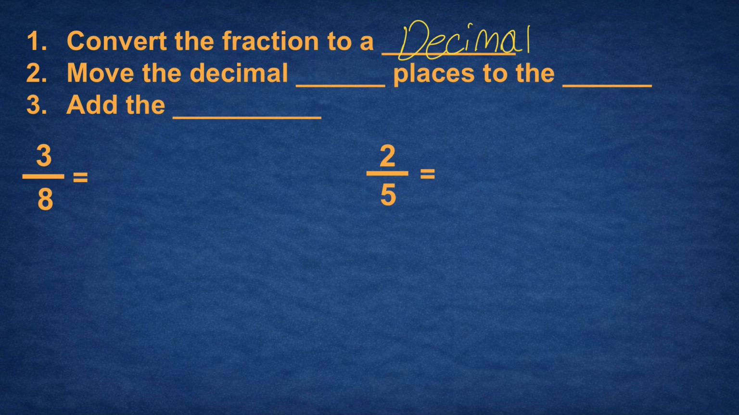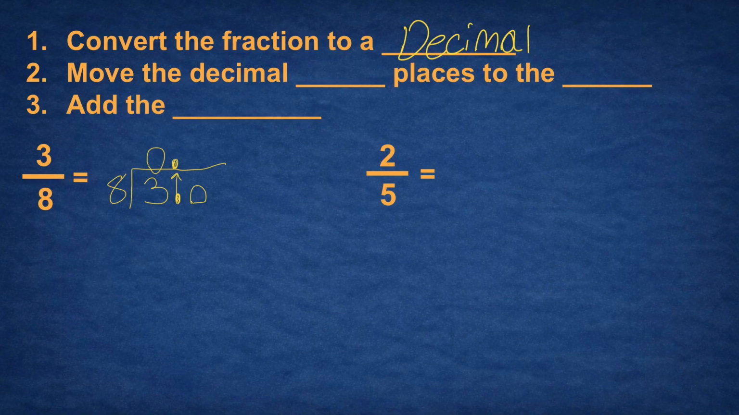So my first example is 3/8, and then we're going to divide. And our top number is going to go in, our bottom number goes out. Now 8 cannot go into 3, and when that happens, we add a decimal, we add a 0, and we bring that decimal straight up.